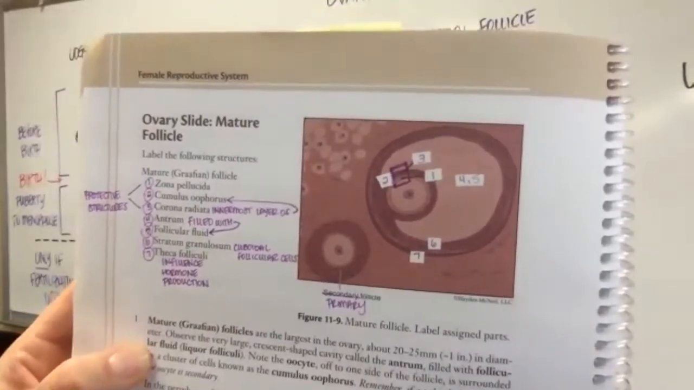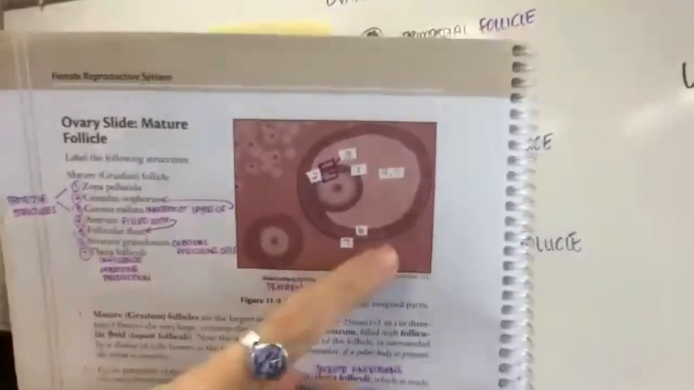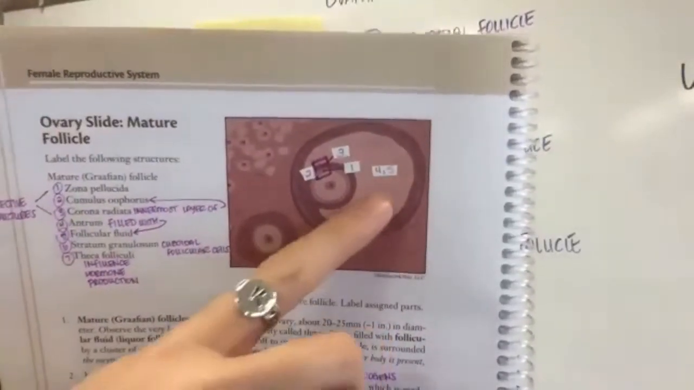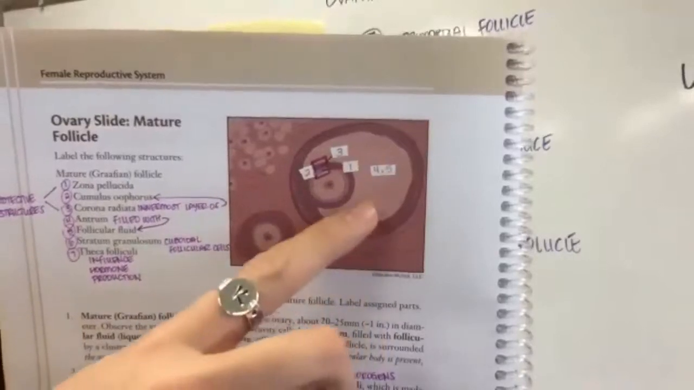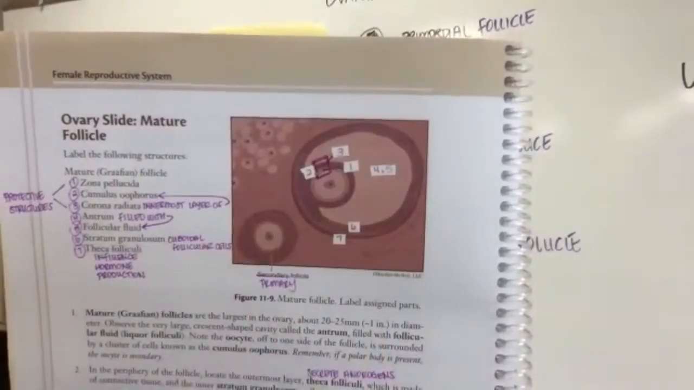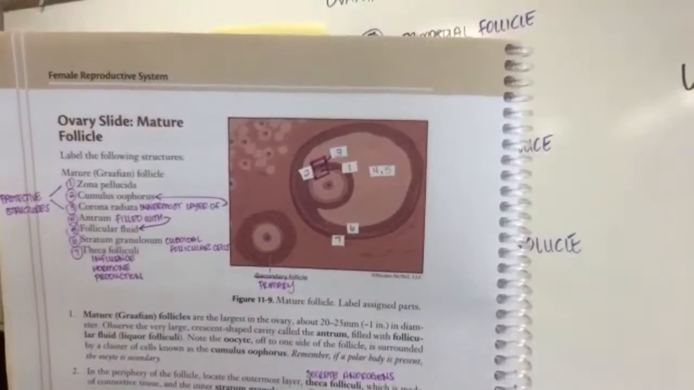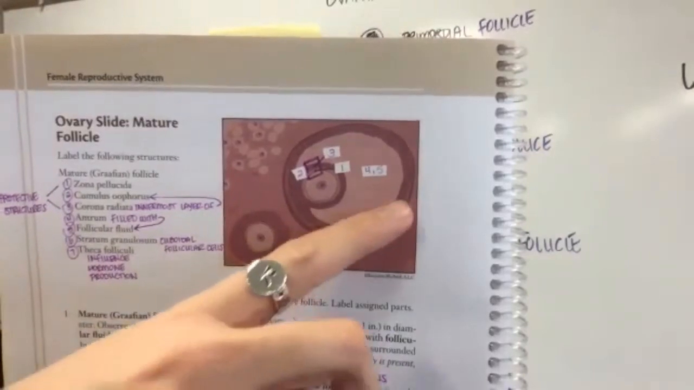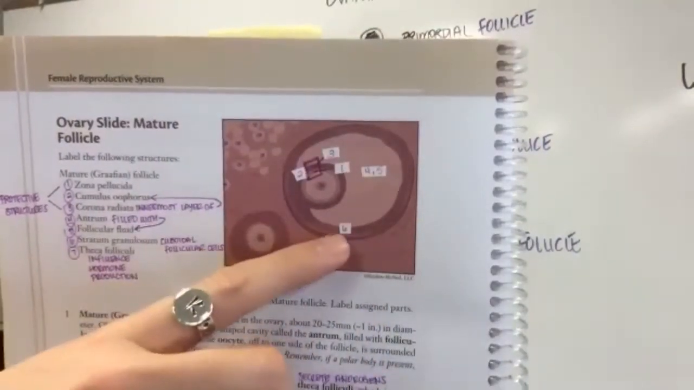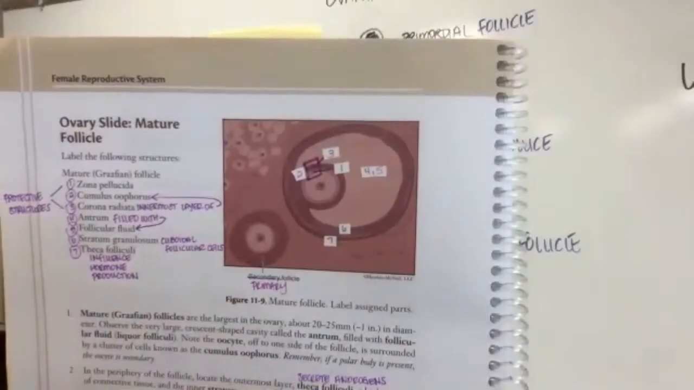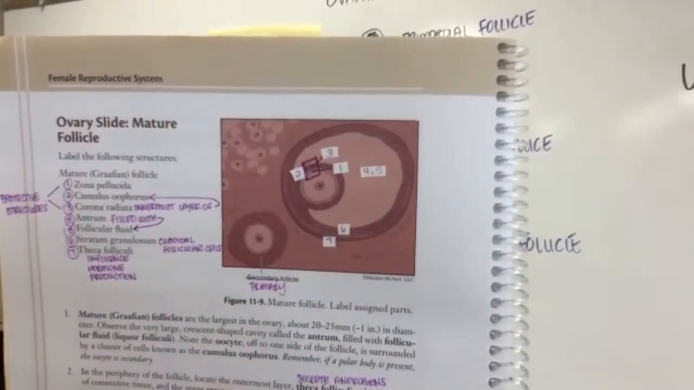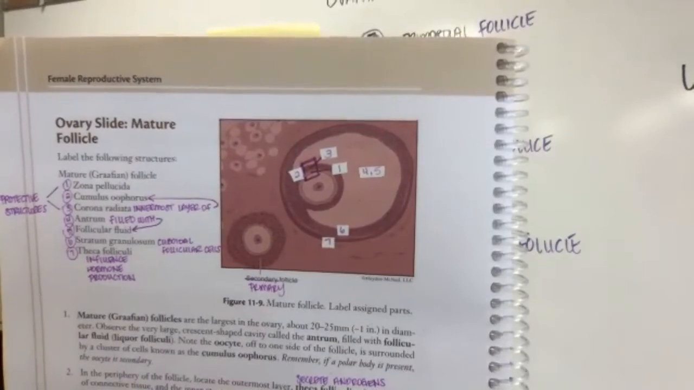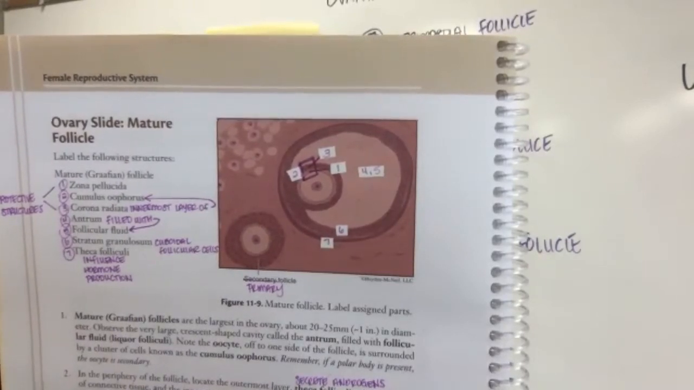Then we have the antrum. And just know here, according to my notes, I put 4 and 5 here just to show you that the antrum is the space and it's filled with the follicular fluid. Okay. And then the stratum granulosum is just referring to a specific type of follicular cells. And then the theca folliculi, that's related to the hormones, okay?